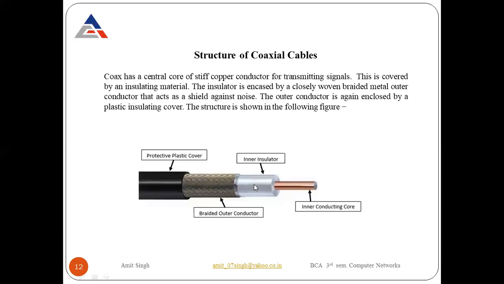The insulator is encased by a closely woven braided metal outer conductor that acts as a shield against noise. This is the braided outer conductor, or you can say the mesh. Now this mesh again is covered by a protective plastic cover. The outer conductor is again enclosed by a plastic insulating cover. The structure is shown in the following figure. This is the structure of the wire, how the wire looks, and compare this wire with a cable wire. Clear? Both are the same.